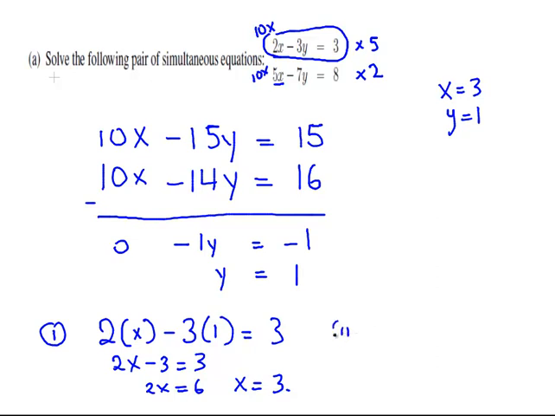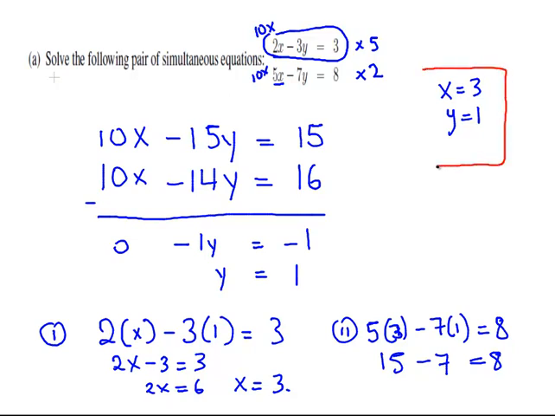But let's just double check that with the second equation. 5 times 3 minus 7 times 1 equals 8. That's 15 minus 7, and that is equal to 8. So that's good. So the answer is x equals 3 and y is equal to 1.